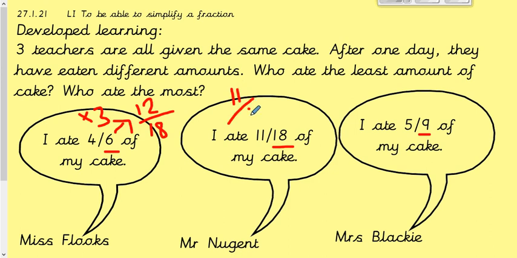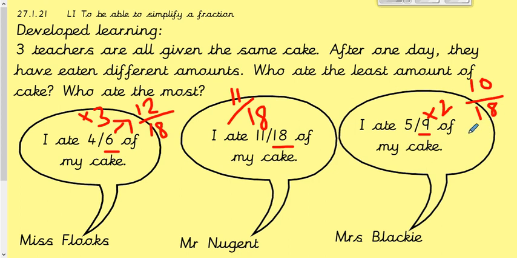Mr. Nugent ate 11/18, don't need to do anything with that one. And Mrs. Blackie, she ate, now what do we do to 9 to get 18? What would we have to times it by? It would be 2. So 5 times 2 is 10. 9 times 2 is 18. So Mrs. Blackie has eaten 10/18. Therefore, I have eaten the most, as usual.